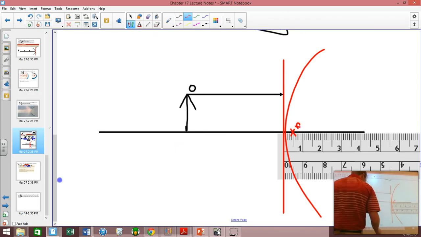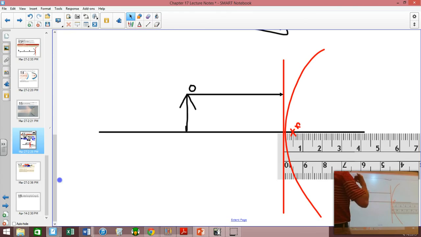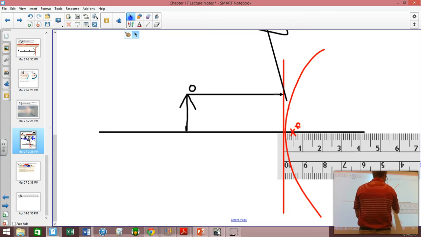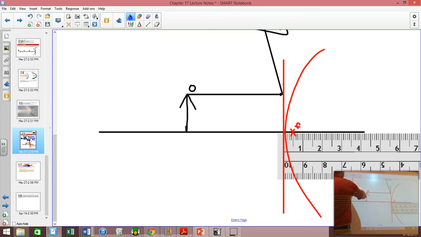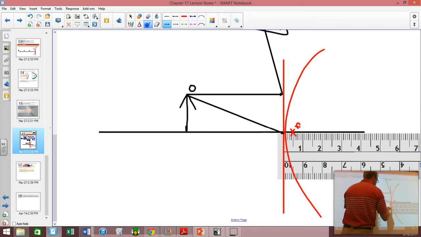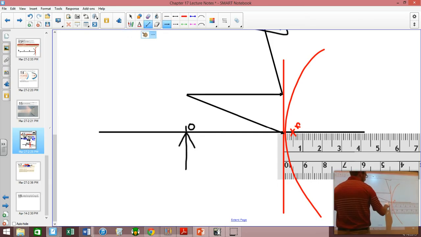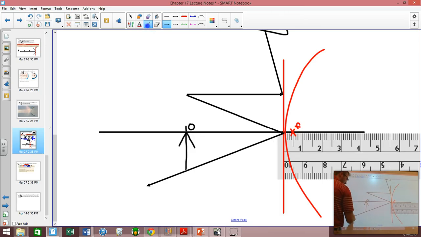Wow, that's really tiny. So then my reflected ray is going to look like this off this guy. And then the second ray is going to go to the middle, and then it's going to reflect off at the same height. So I go back to this guy, reflects off.